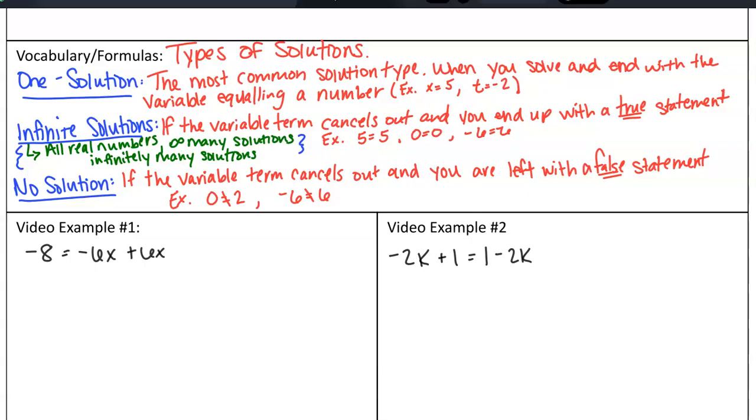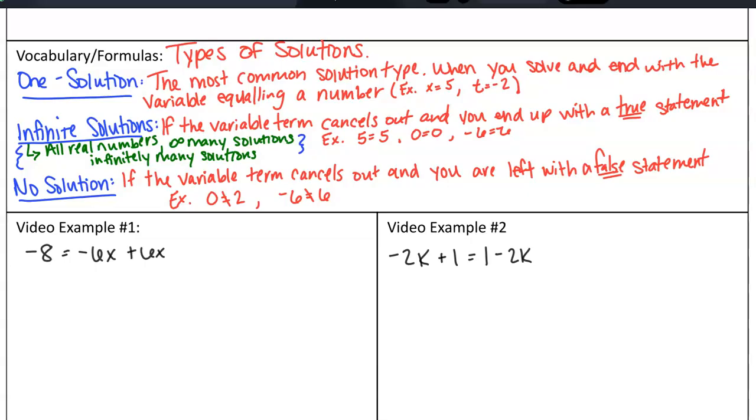For example, you end the equation and you get 5 equals 5. Well, that's true, but I don't have a variable. So the variable doesn't equal a number, but 5 equals 5, so that would be all numbers work. Or 0 equals 0, or -6 equals -6.